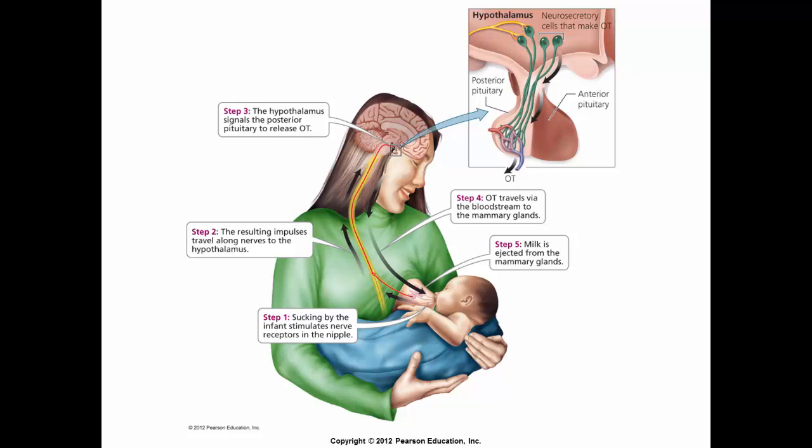And so this is an image showing where the hypothalamus makes the oxytocin, it travels down, and it's stored in the posterior pituitary lobe. When released, sucking by the infant is going to stimulate nerve receptors in the nipple. These impulses are going to travel along nerves to the hypothalamus, and the hypothalamus is going to signal the posterior pituitary to release the oxytocin. It's going to travel via the bloodstream to the mammary glands, and milk will be ejected from the mammary glands.